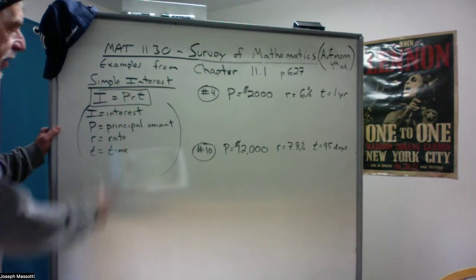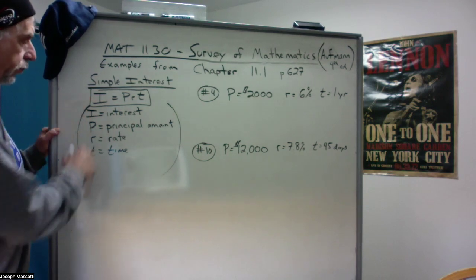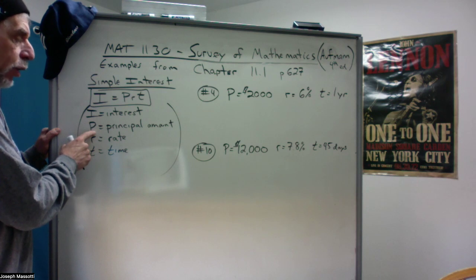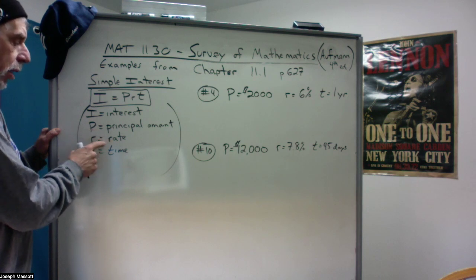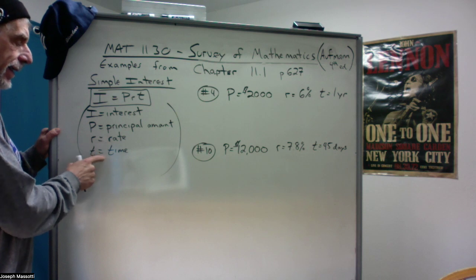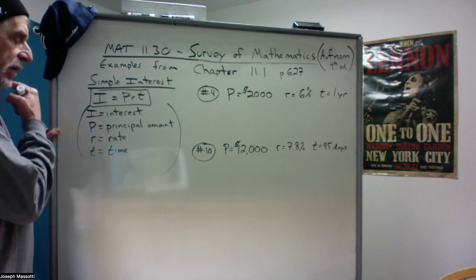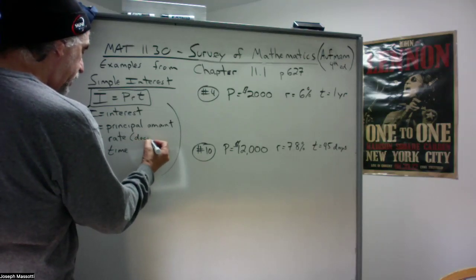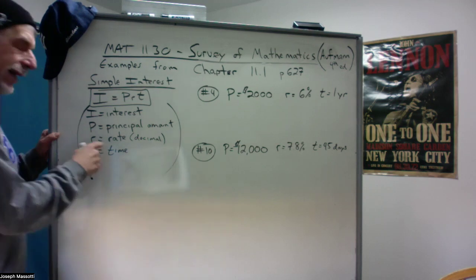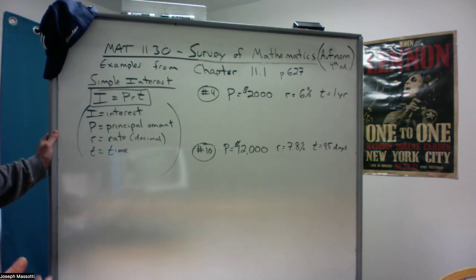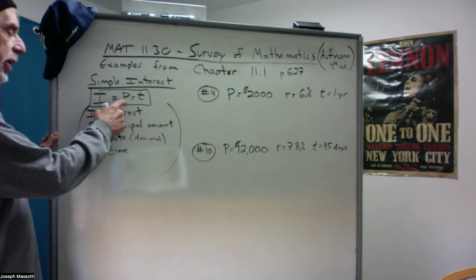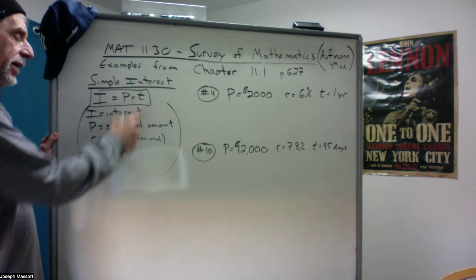Simple interest is this formula here, with I being the interest, P being the principal amount or the original amount of money, R is the rate, and T is the time. So it's very important to put the rate as a decimal. Many times you will be given the rate as a percentage. You need to change that to a decimal to use this formula. So this is pretty simple. All we're doing is multiplying the principal times the rate times the time.